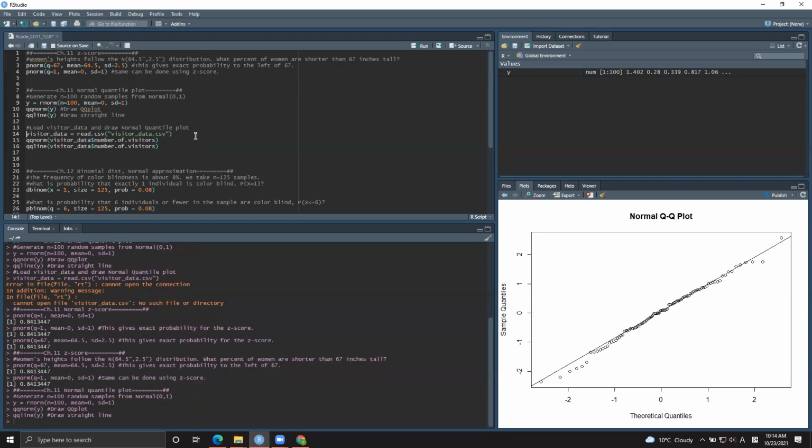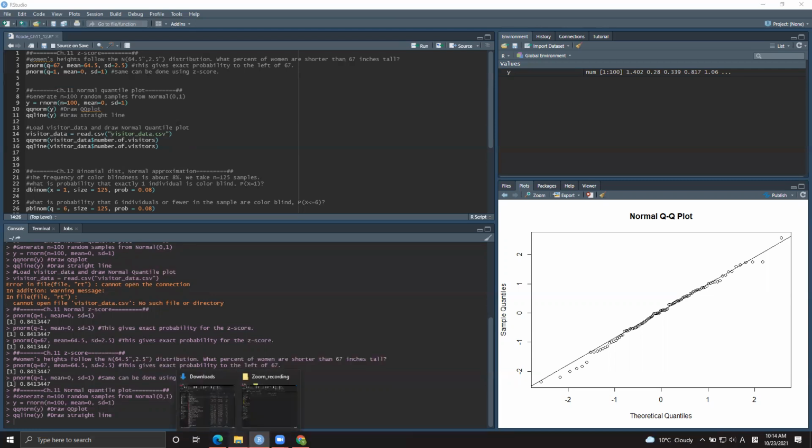All right, so let's look at another example. This time, let's load this data set called the visitor data. We know how to load a data set now. I'm going to call this visitor data and assign it. What am I going to assign to visitor data? read.csv. So this is a CSV, comma separated value file.